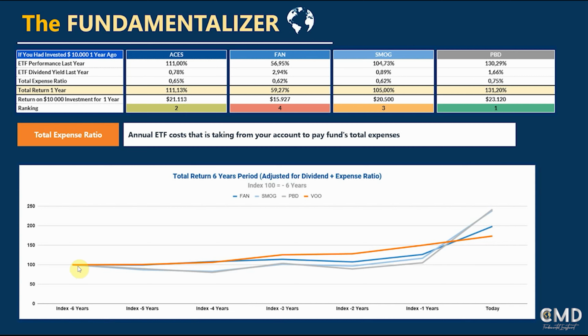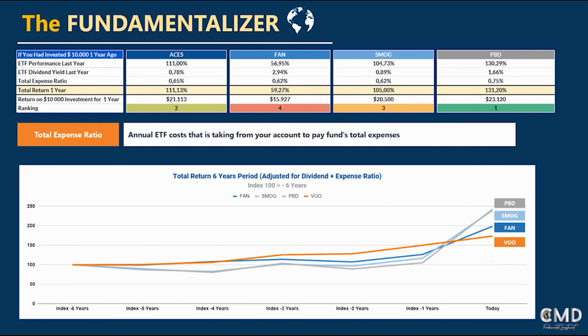And similar to the most recent video that we have on this, it's quite interesting to see that for a long time the S&P 500 was actually performing better than these ETFs, but then in the last year these ones have just exploded. So we can see that VOO, which is the S&P 500 index, over a 6-year period has performed the worst, but more stable than the others. Next is FAN, and then we have SMOG, and finally we have PBD, which has been performing the best over a 6-year period.